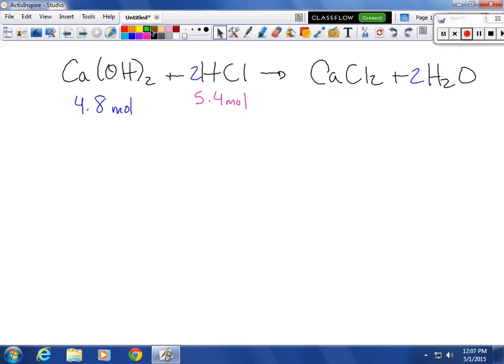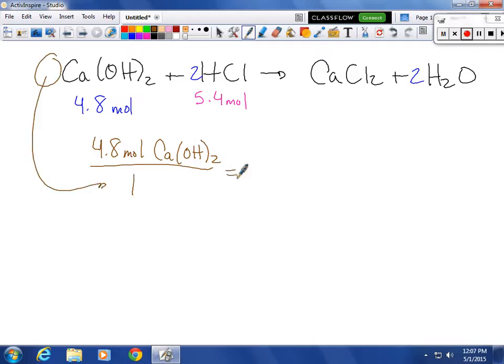And right here, we're going to start with 4.8 moles of CaOH2. And what is the coefficient on it? It's a 1. So nothing's going to change. So I have 4.8 moles of CaOH2. But then notice what happens here. We have 5.4 moles of HCl. And what is the coefficient?